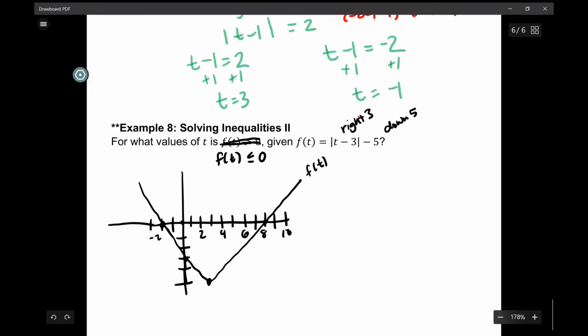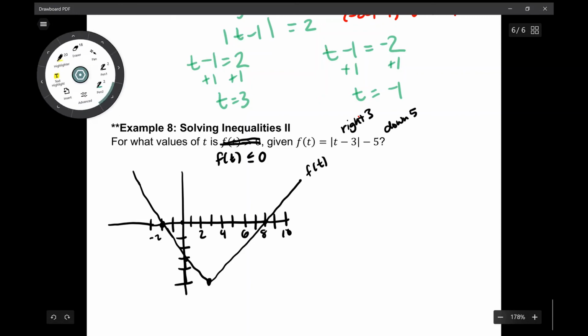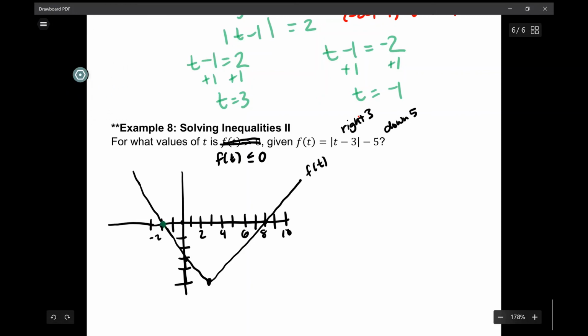Now, if you need Desmos to help you, that's fine, but this is a good way to practice your graph transformations. Now, we want to know for what values of t is f of t less than or equal to 0. Well, we can see on the graph anywhere between -2, that's where it equals 0, and 8, it's going to be less than or equal to 0. But let's solve this algebraically in case we come up with one that doesn't have quite such nice endpoints. So we're going to solve the equality first. We're going to find where absolute value of t minus 3 minus 5 equals 0. Find our edge points of our interval, and then we know to pick in between because we looked at the graph.